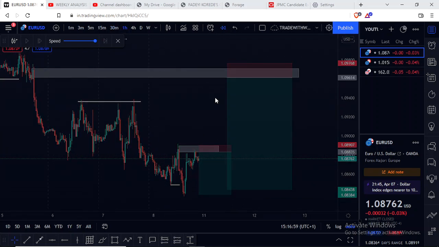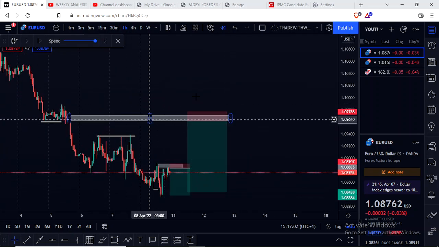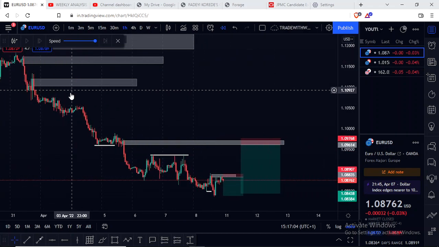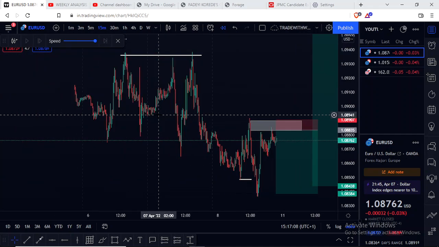Since it didn't really give opportunities to take sell trades during the week, and we just kept selling off, only if you wanted to have used smaller time frame entries.